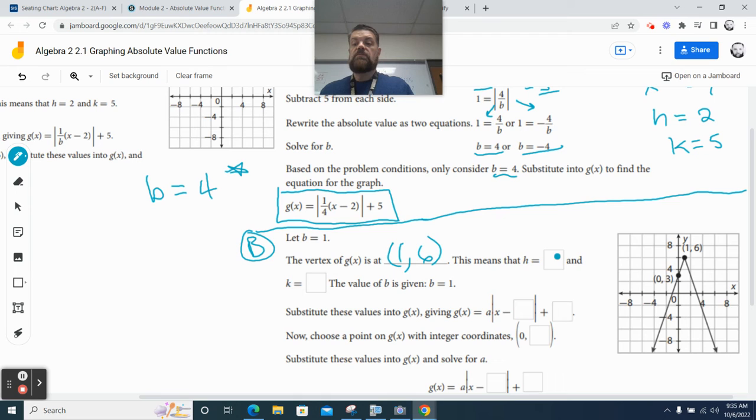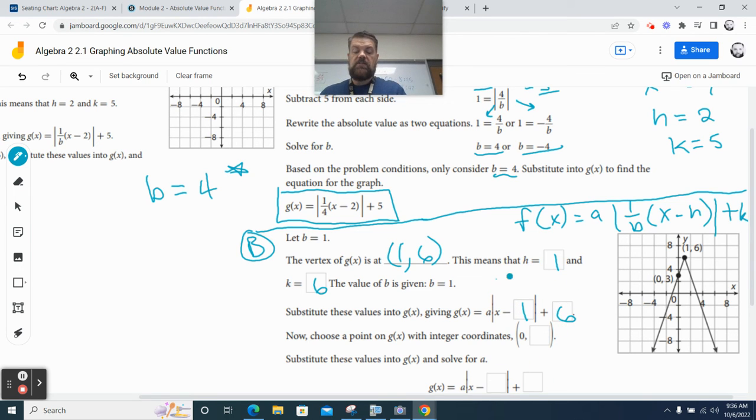So what does that tell us? H is 1. What is K? 6, and we're given B. So now let's plug that in. Substitute the values in. H goes here, right? Because remember this is f of x is equal to a, absolute value 1 over b, x minus h, or plus k, right? So h goes in here, which is 1, and then 6 goes out here. Now choose a point on g of x with integer coordinates.